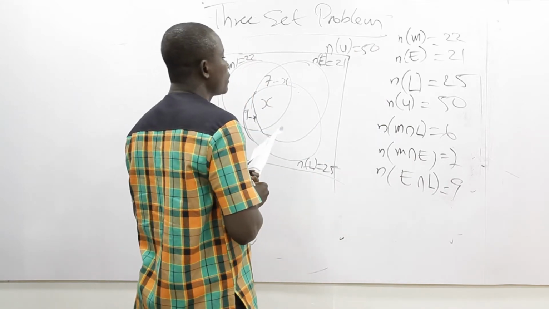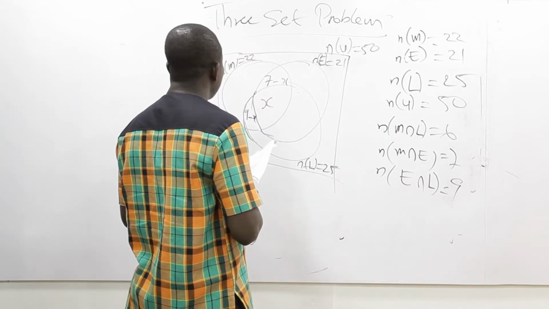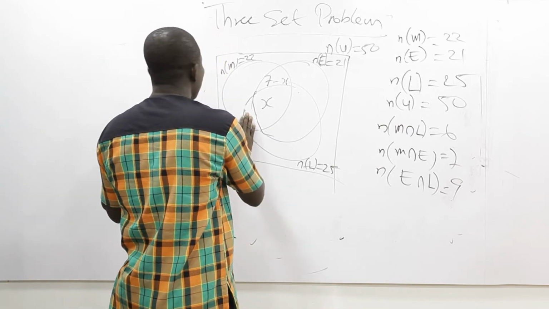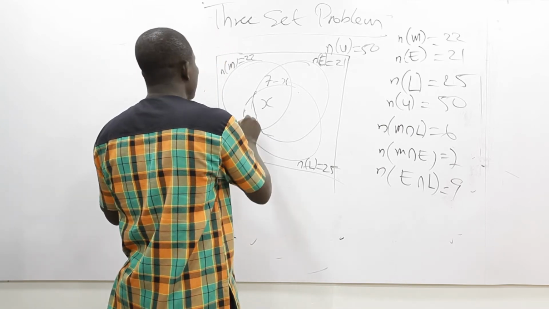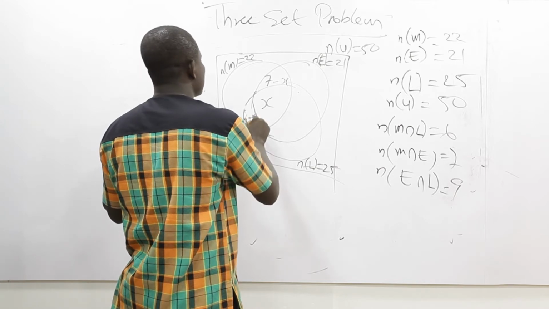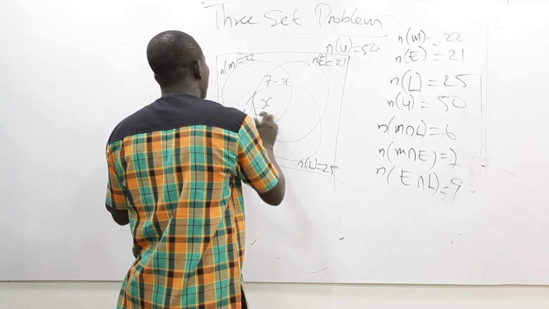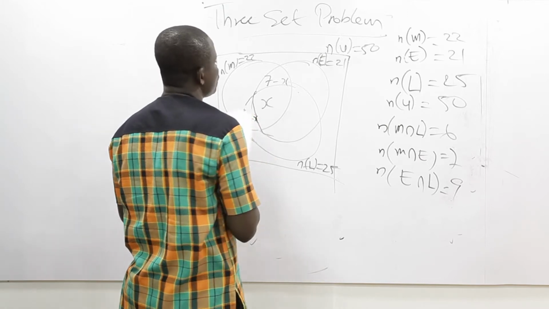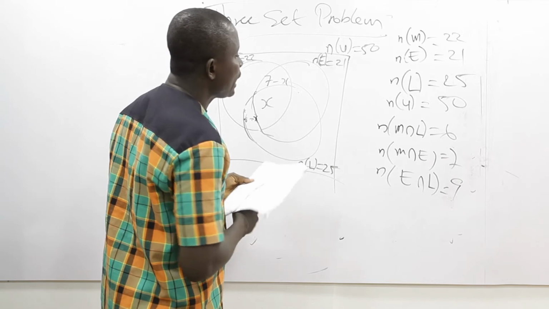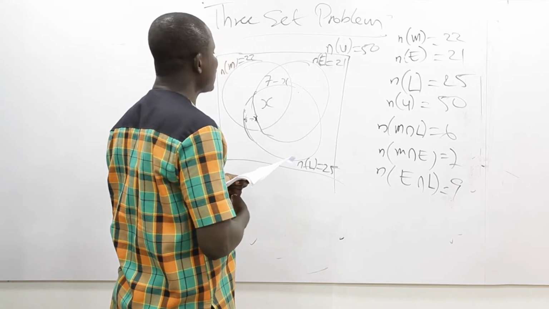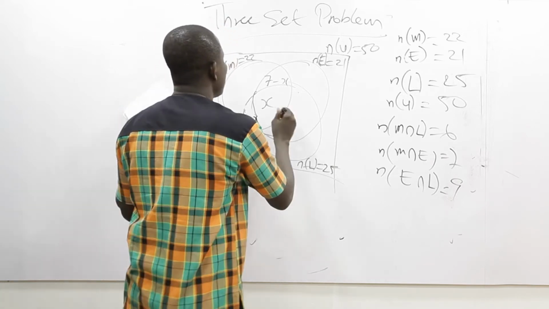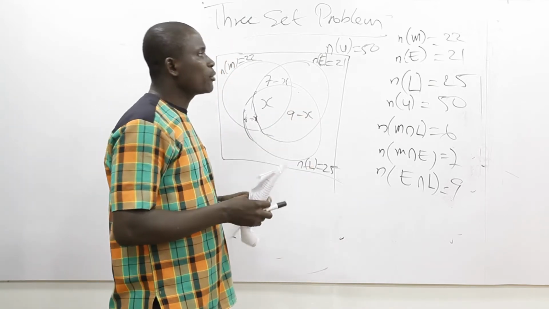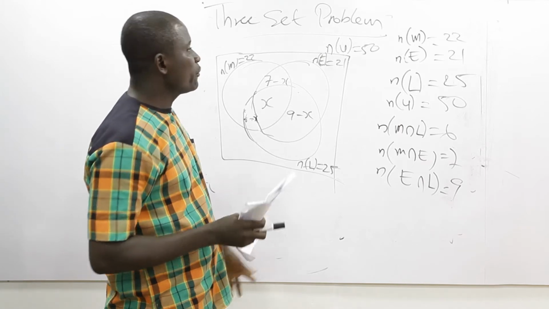Then, is it maths intersection life skills is 6? Sorry. So here is 6 minus x, okay? 6 minus x, forgive me for that. Then English and life skills is 9. So here becomes 9 minus x, okay?